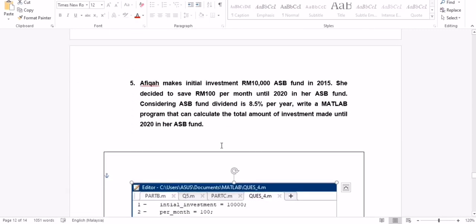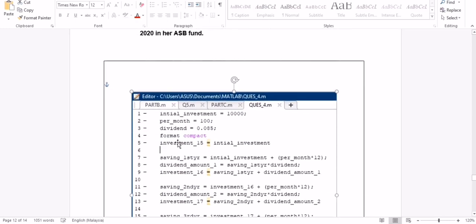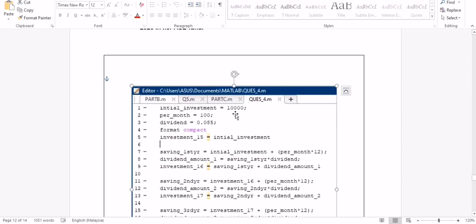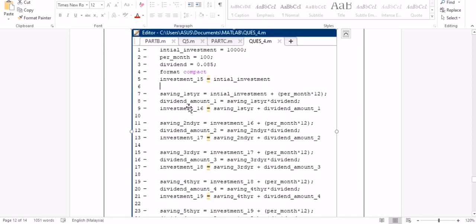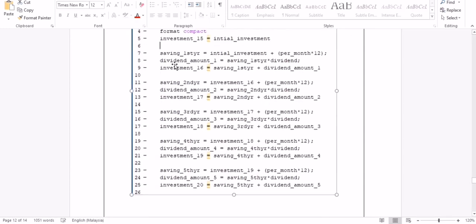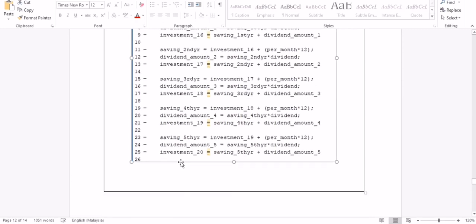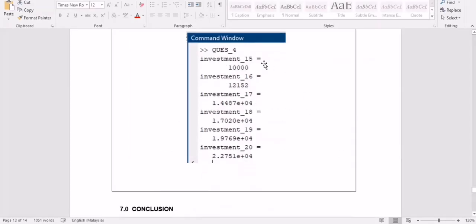Then the second problem asks us to calculate the total amount of investment made by Africa in the year 2020. They give that the initial investment is 10,000, per month she saves 100 ringgit, and the dividend is 0.085. The investment at 2015 equals the initial investment. The first year equals initial investment plus per month times 12 months. The dividend amount at the first year equals savings at the first year times dividend. The investment at 2016 equals savings at the first year plus the dividend amount. The same method goes for the second year, third year, fourth year, followed by the fifth year. Finally we get this answer for the problem.